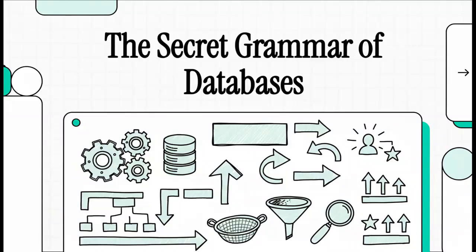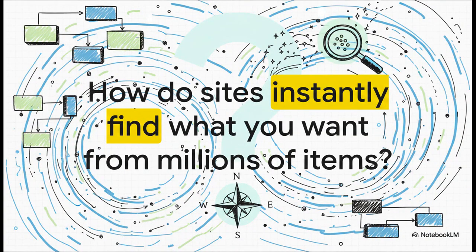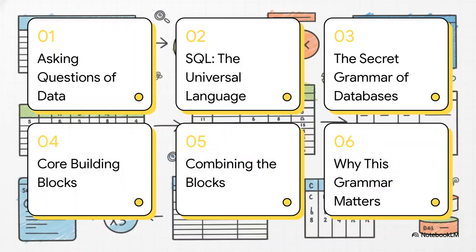Welcome to The Explainer. Today, we're pulling back the curtain on the secret language that powers basically everything you do online. Every search, every filter, every single recommendation. I mean, you've wondered this, right? It feels like actual magic. How do you find one specific piece of information when it's just a tiny drop in a massive ocean of data? To figure it out, we're going to follow this little roadmap.